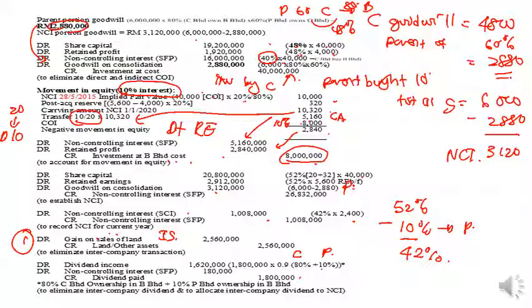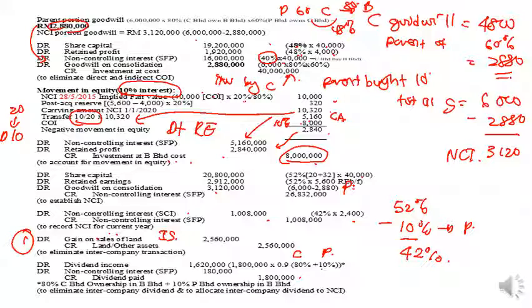Okay, so parent bought another 10% here. We need to find the value of the company, based on the NCI applied value here. So we're going to have 40 divided by 0.8, times 20% for the NCI here. You're going to have 10 million. 10 million, plus post acquisition reserve here 5.6 minus RE at the acquisition here, which is 4. So you're going to have times 20%, 320. So the carrying amount is 10,320.